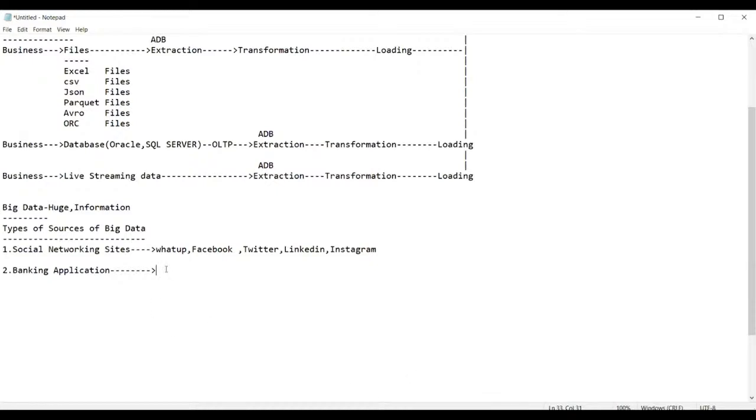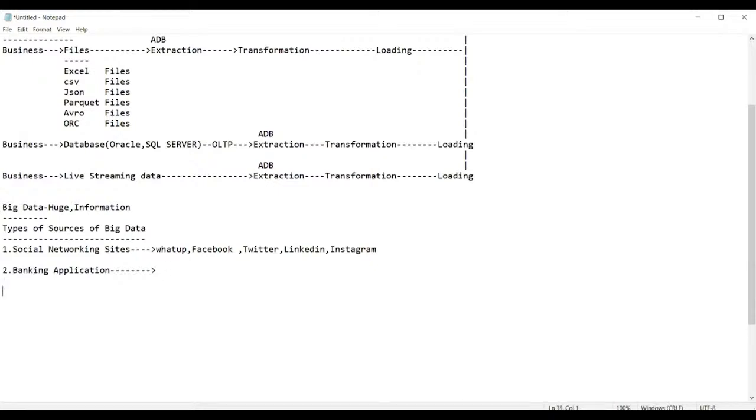Getting my point? So we can get big data from banking applications. We have discussed this as a business. Business can be a social networking site, which is one type of business. Banking application is another type of business from where we get the data.